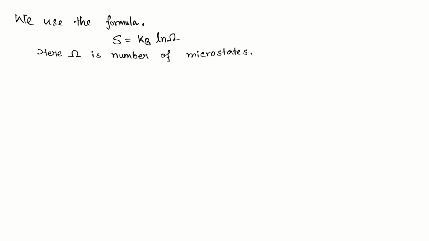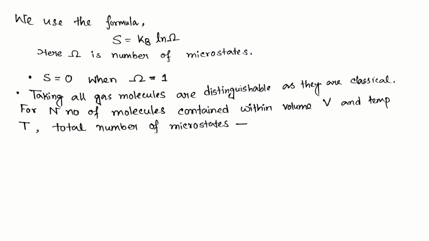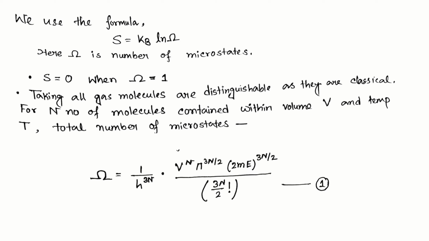Okay, it's fine. Now we are taking a classical gas system, and taking classical gas molecules, they are distinguishable. Now for N molecules contained within volume V and temperature T, the total number of microstates will be the following. Now, I'm not deriving this equation here. You can see it in Pathria or any statistical mechanics book. This will come from the phase space model. This is a very ordinary thing.